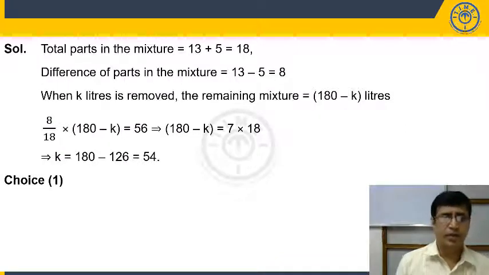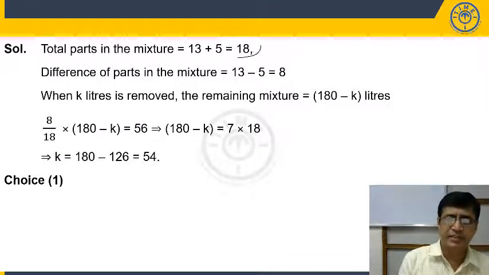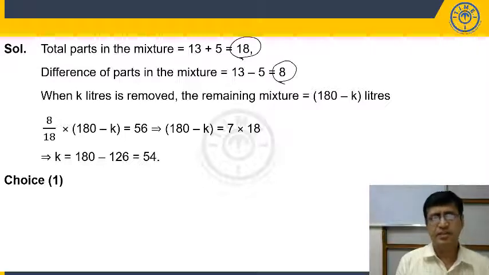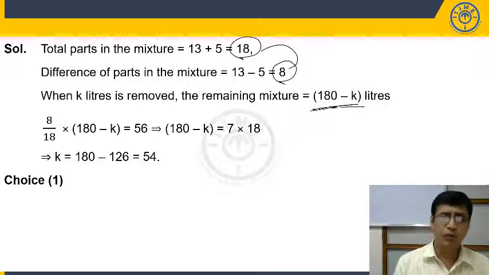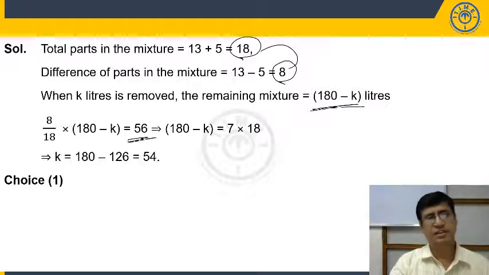Now look at this one. So what is the sum of the parts? Sum of the parts is equal to 18. Difference of the parts is 8. So how much is removing? K liters. So when k liters is removed means 180 minus k. So 8 upon 18 of 180 minus k is equal to 56. Solving this you will get the value of k.